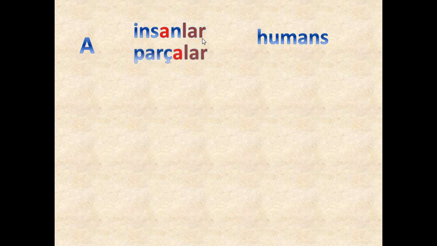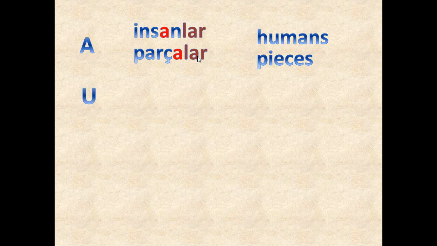Okay, for the word whose last syllable ends in a, we have insan, which means human. Insan, and we made it plural with lar, with the vowel a, we have the suffix lar, which means humans. Another example, we have parçalar. Parça means a piece of something. And here we have parçalar, which means pieces.